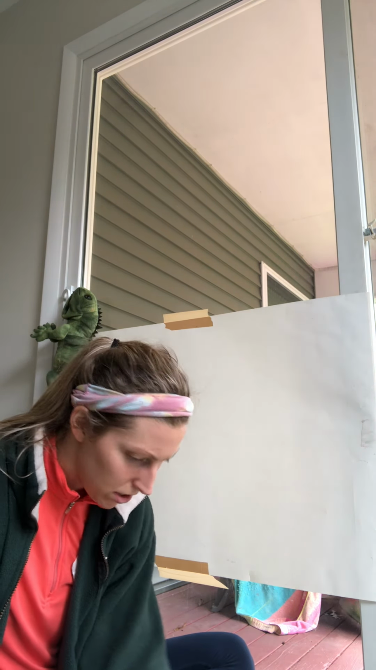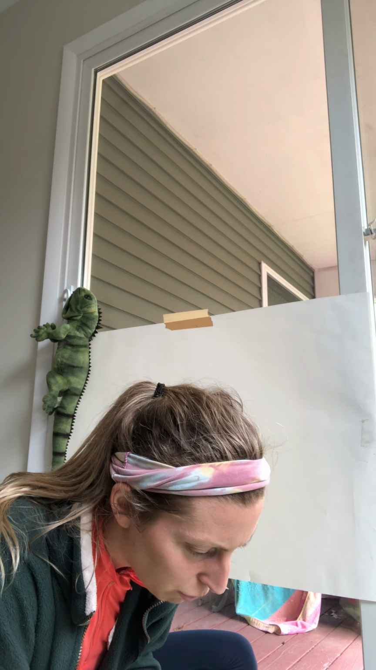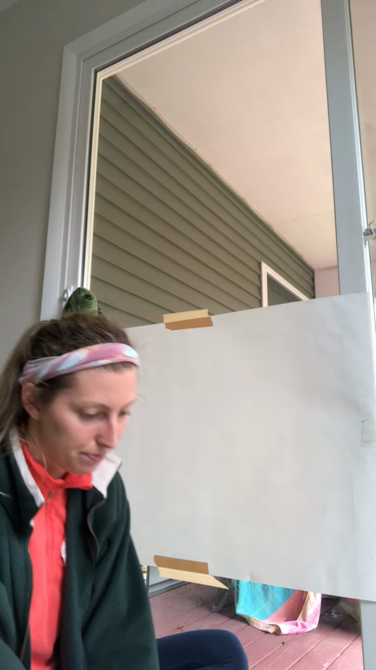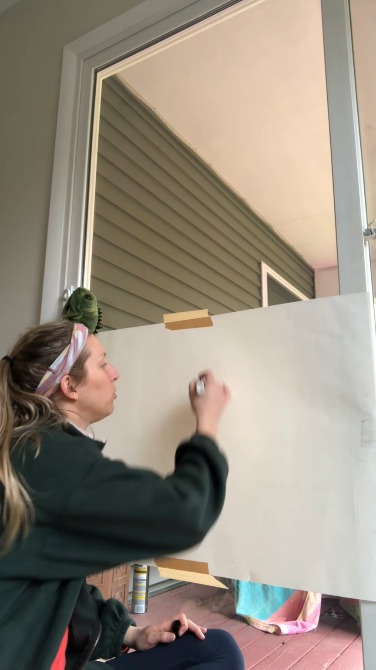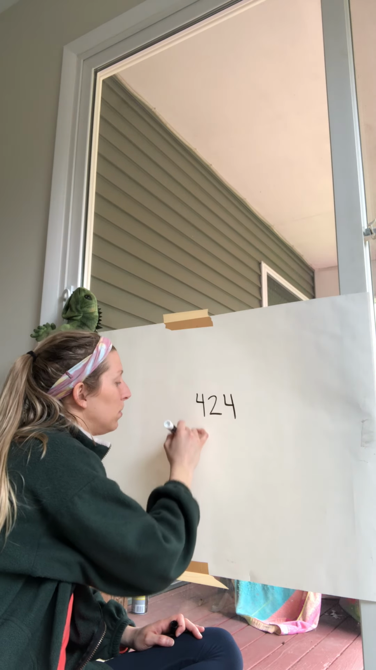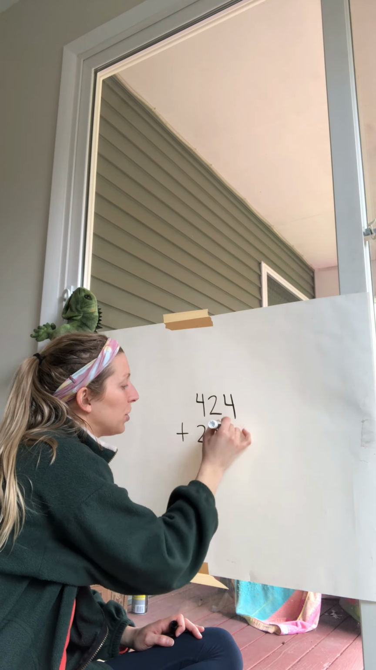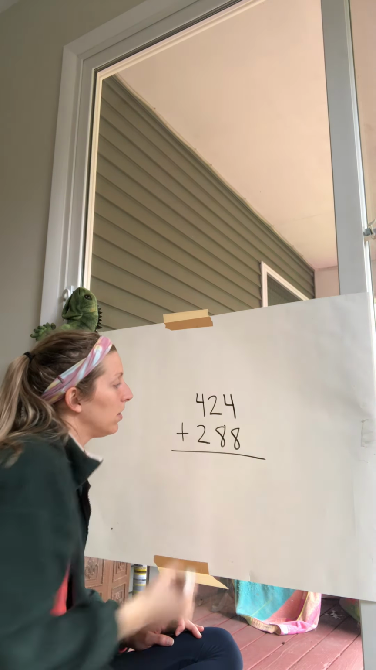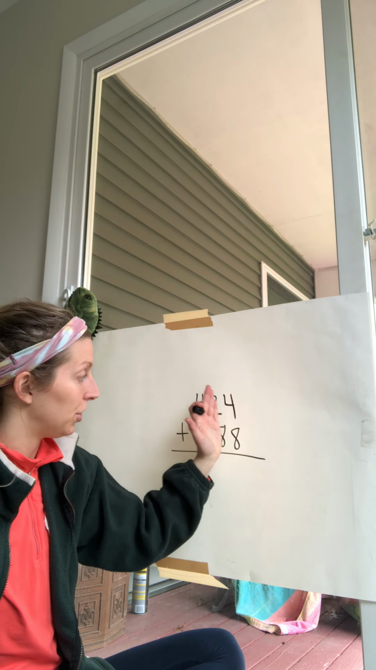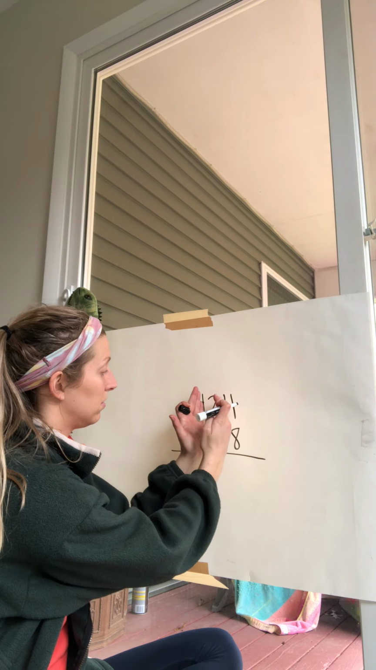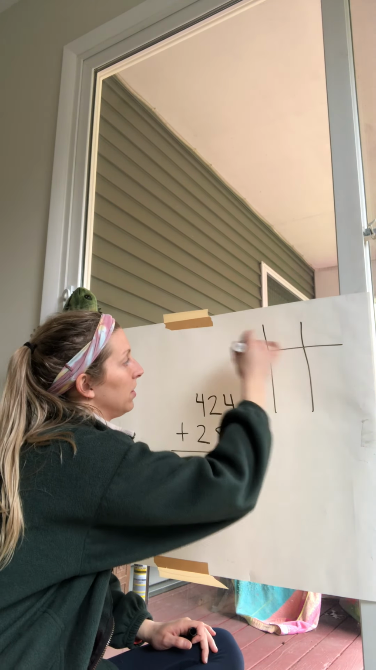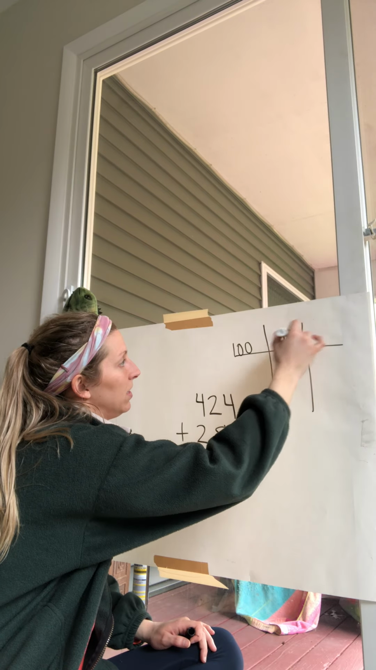Okay. Alrighty, so here's our problem. We have 424 plus 288. And I'm just gonna go ahead and write it vertically. Okay, I have my ones totally in line with each other, the tens and the hundreds, okay? Here's my place value chart. I have the hundreds, the tens, and the ones.